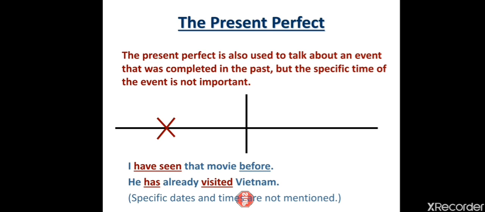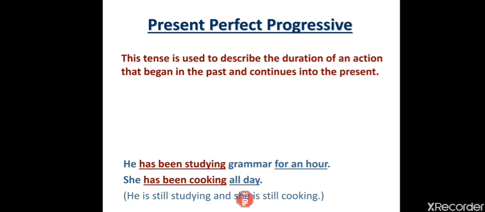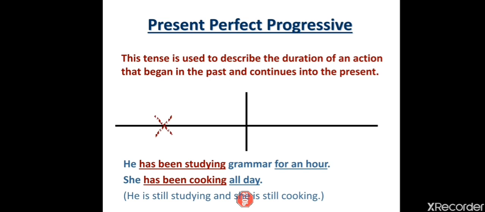This tense form denotes an action in the past which can be expressed in simple past also, but without the time factor, so we use present perfect. Present perfect progressive or present perfect continuous. This tense is used to describe the duration of an action that began in the past and continues into the present, every moment the action was happening.